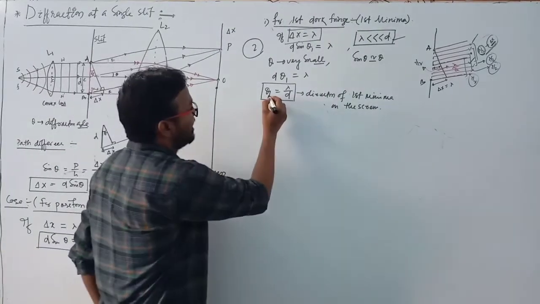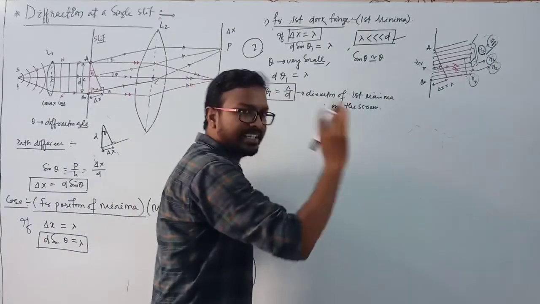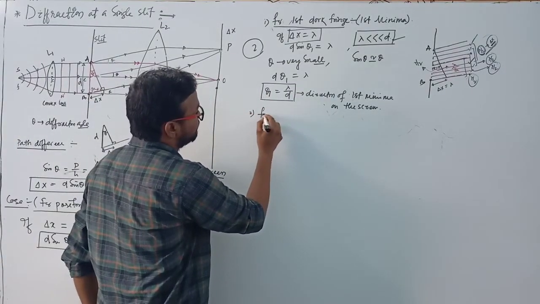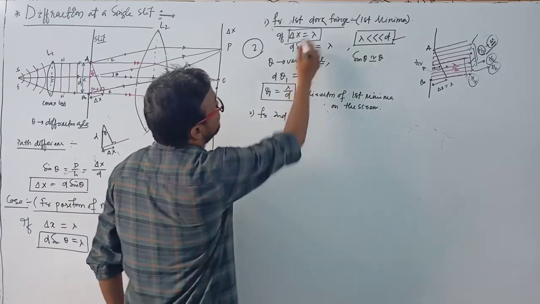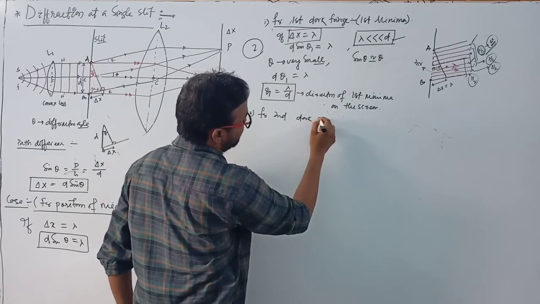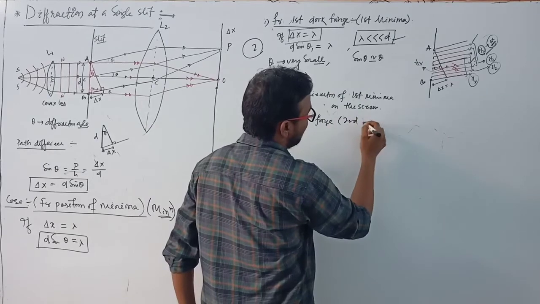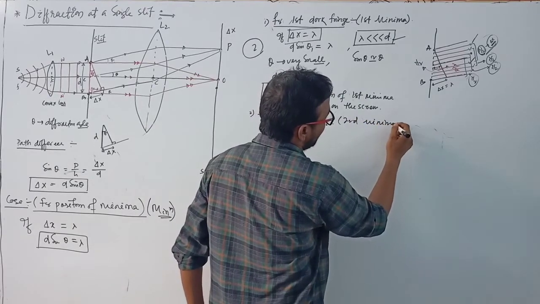Clear? And here theta 1 is equal to lambda by d. Clear? Next, come to the second point, for the second dark fringe, or it is known as the second minima.